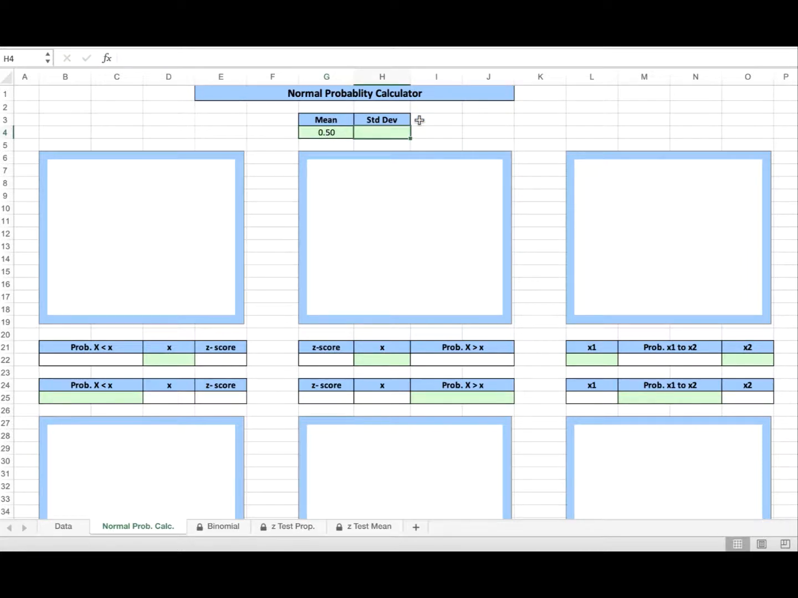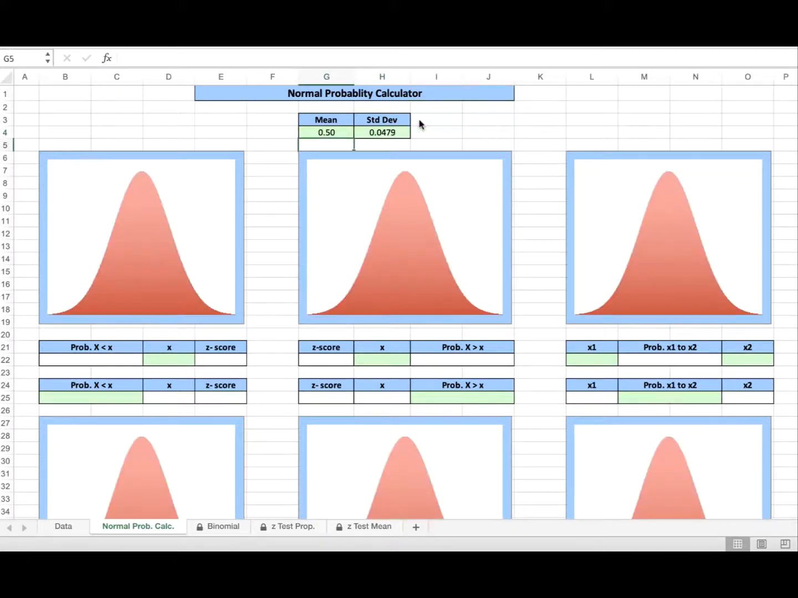The standard deviation would be our standard error of proportion, and it would come from our formula, the square root of p times the quantity 1 minus p over n, which is 109. So our standard error is about 0.0479. Now that we have a value for the mean and standard deviation, everything runs just like it would for any normal probability calculation.